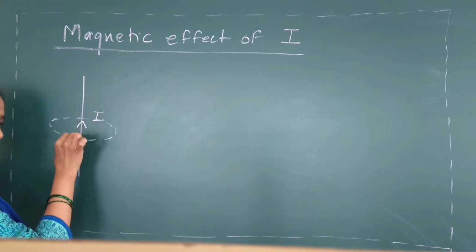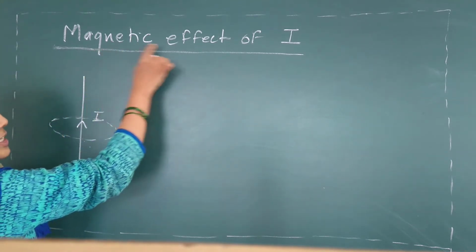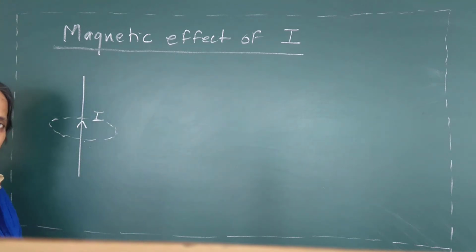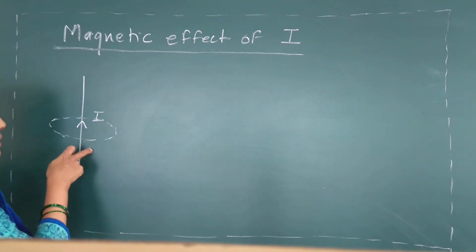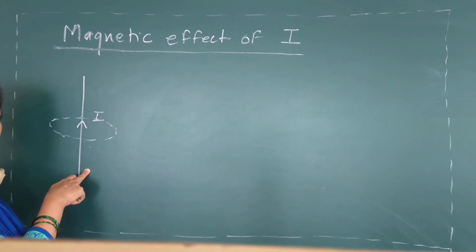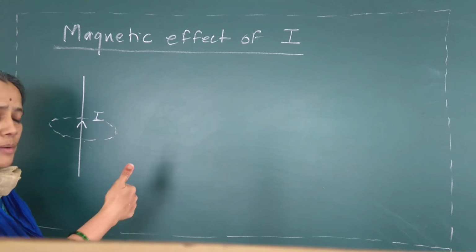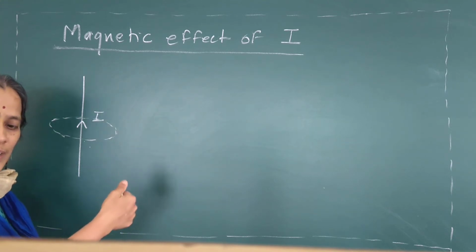And this production of magnetic field, that effect is called the magnetic effect of electric current. And what will be the direction of that magnetic field? The direction of that magnetic field will be given by Fleming's right hand rule. What is that right hand rule?